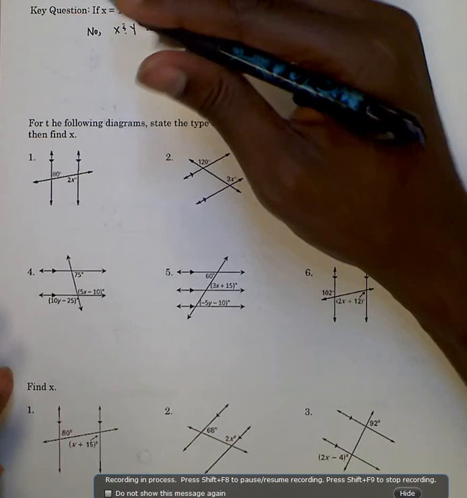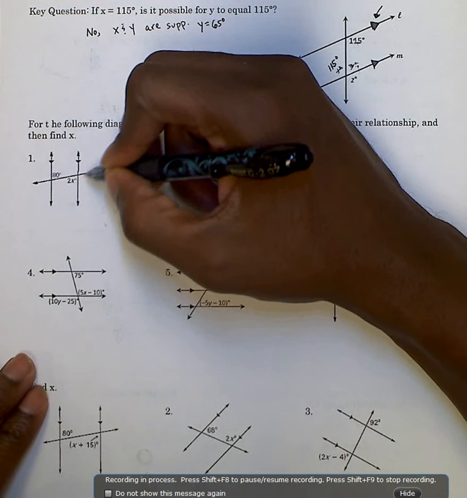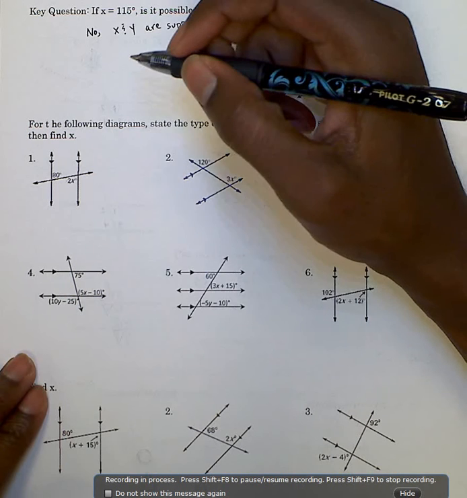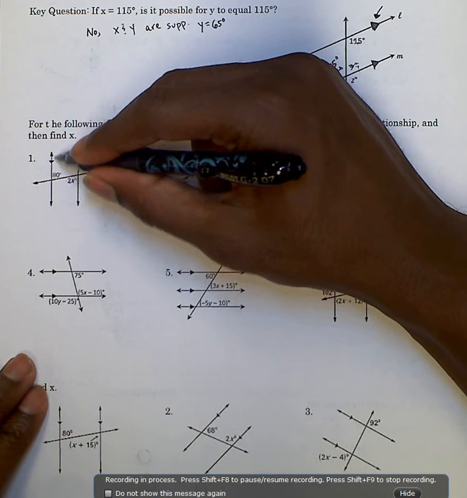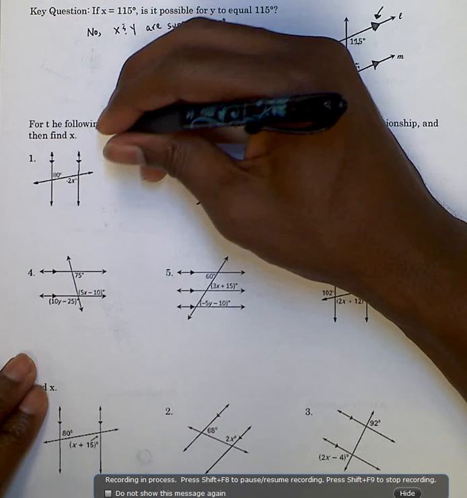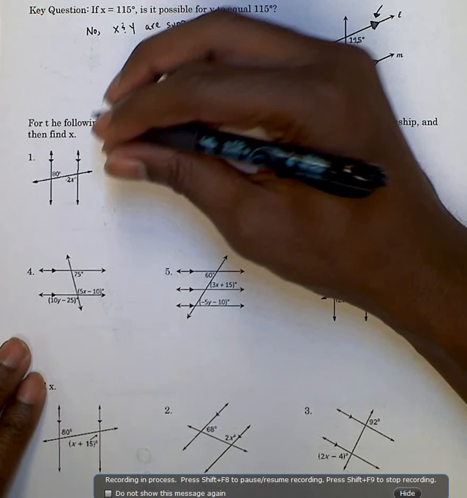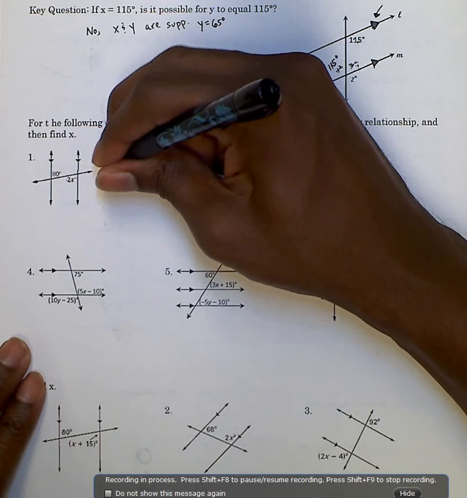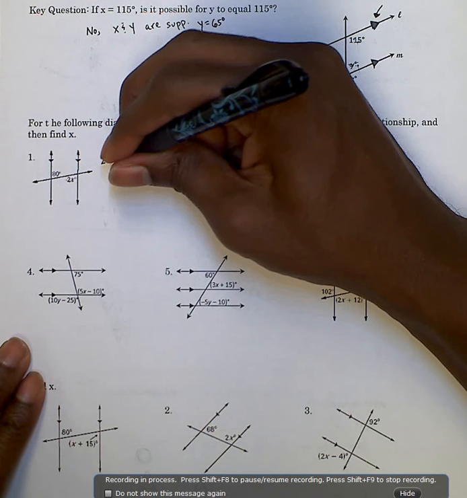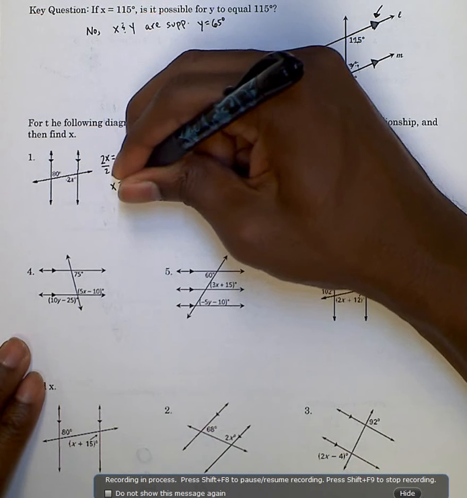So for one, two parallel lines, a transversal. What kind of angles are these? They're inside the two parallel lines. They're on different sides or alternate sides of the transversal, so they're alternate interior angles. What do we know about alternate interior angles in parallel lines? Well, they should be congruent. So we know that 2x equals 80. That means x is 40.